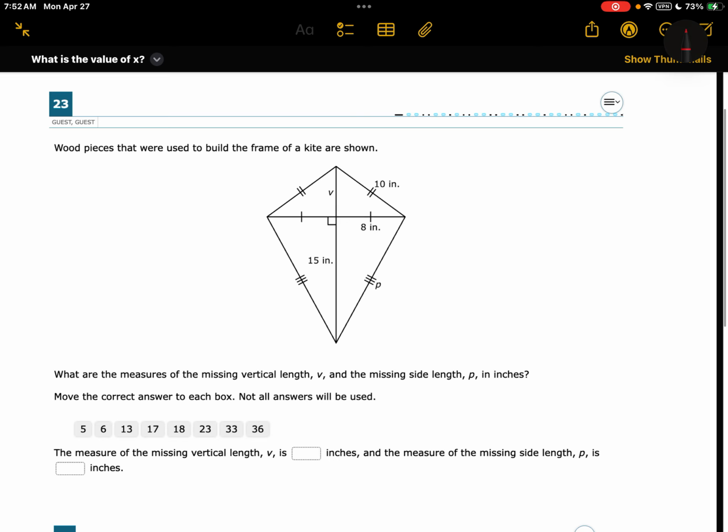Oh look, I see right triangles. So this is another Pythagorean theorem question. I think this is the third one so far.